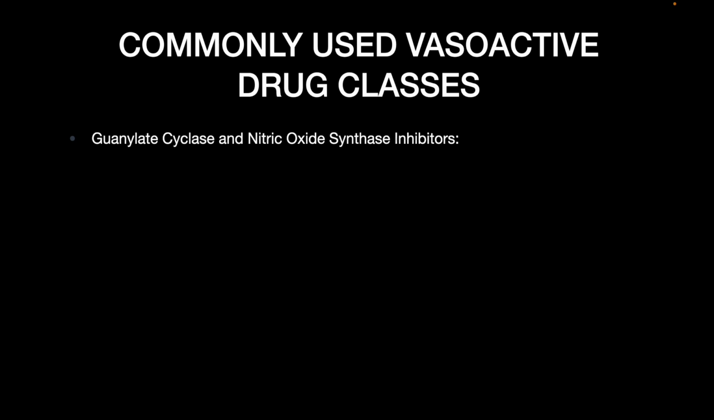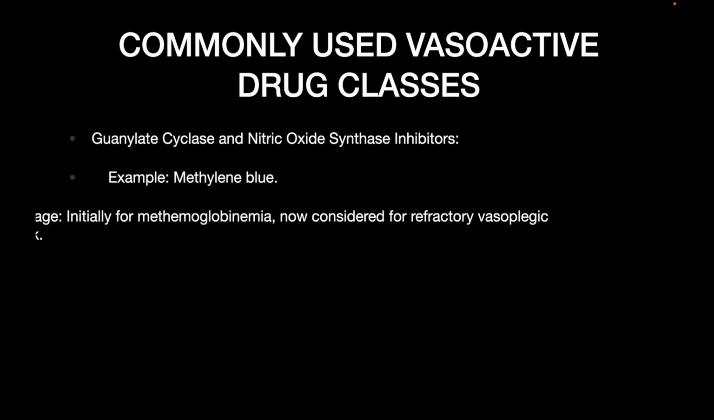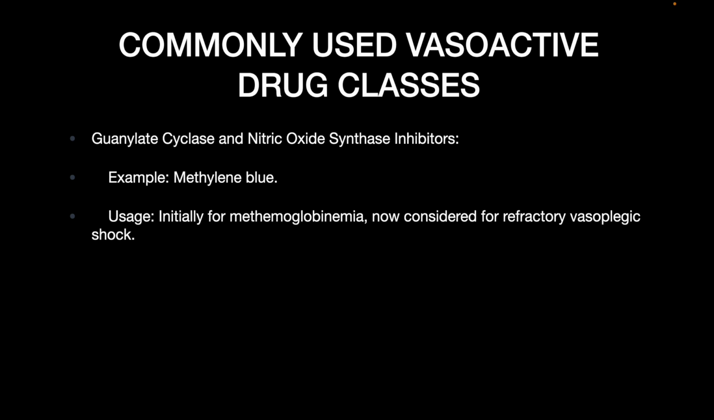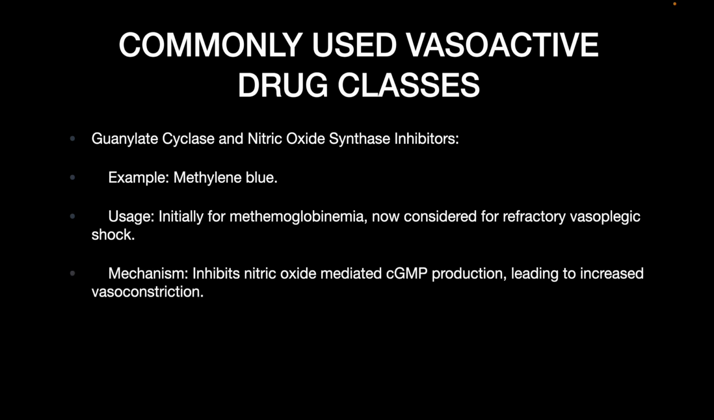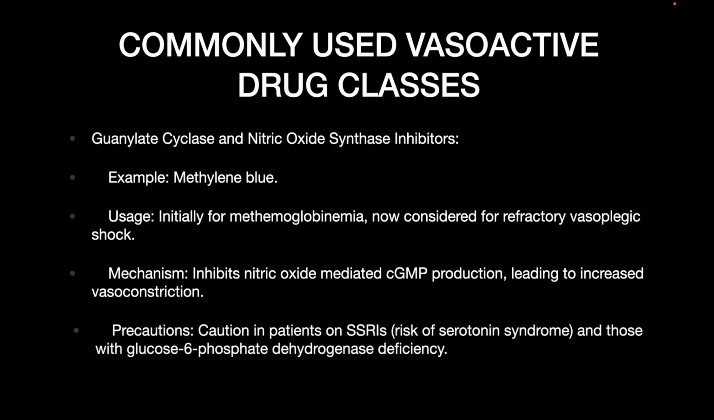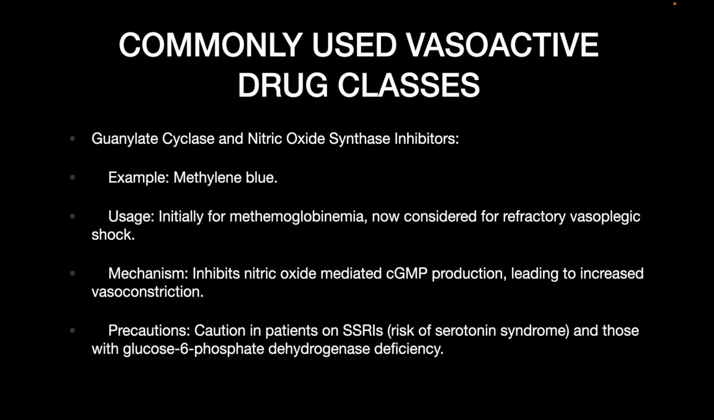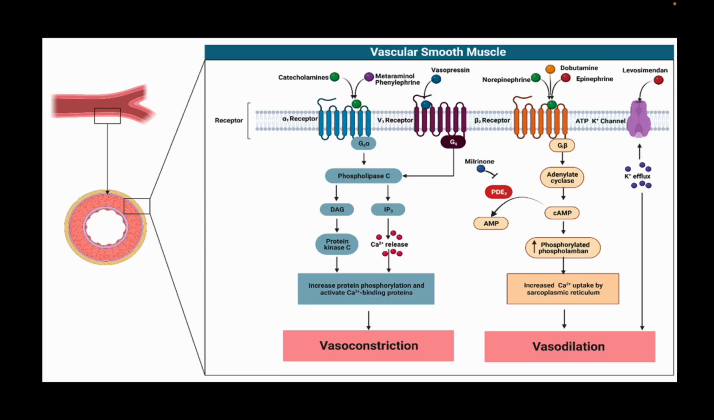Finally, there are the guanylate cyclase and nitric oxide synthase inhibitors, that is, methylene blue. It was initially used for methemoglobinemia and is now considered a treatment for refractory vasoplegic shock. It inhibits nitric oxide mediated cyclic GMP production, leading to increased vasoconstriction. Caution should be used in patients on SSRIs, because of the risk of serotonin syndrome, and in G6PD deficiency.